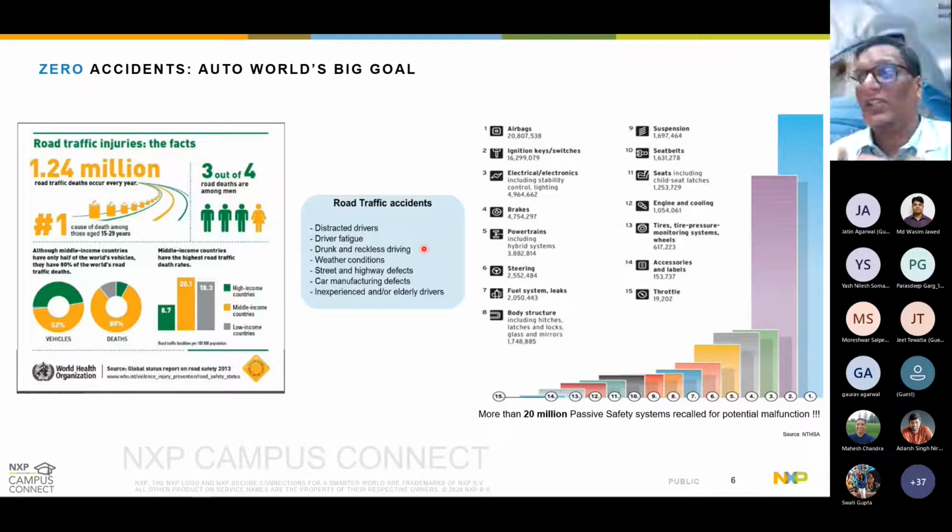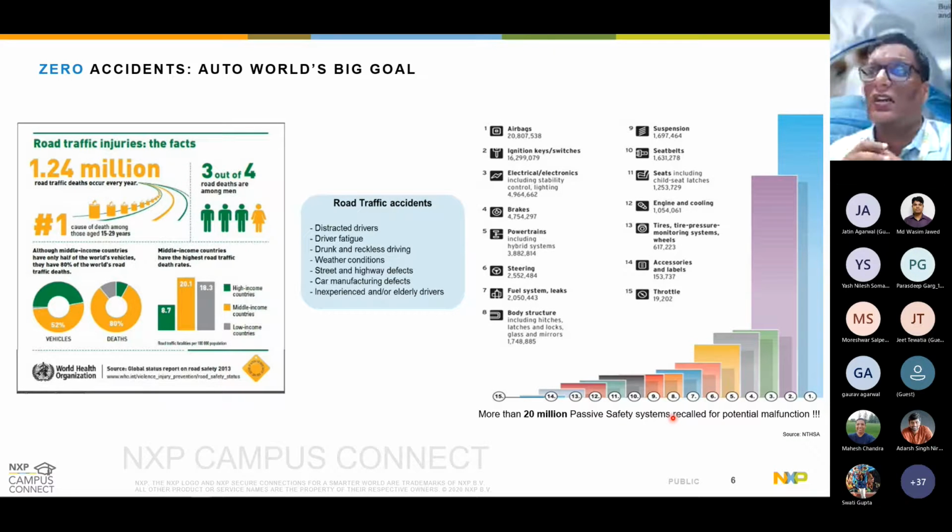A fallback, or basically a not so good thing about having a lot of electrical or electronic systems in the car, is that there is a potential that the electronic systems might fail and cause accidents. So that's another area. For example, here we see that almost 20 million passive safety systems were recalled for potential malfunction. As the electronics increase, there's a potential that they can malfunction and cause an accident.